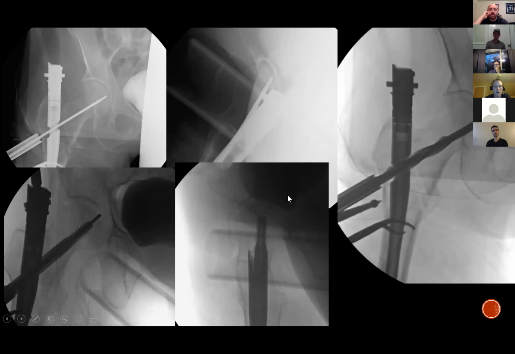Can anybody point out to me what looks off about this image? Shout it out. What about this right here?